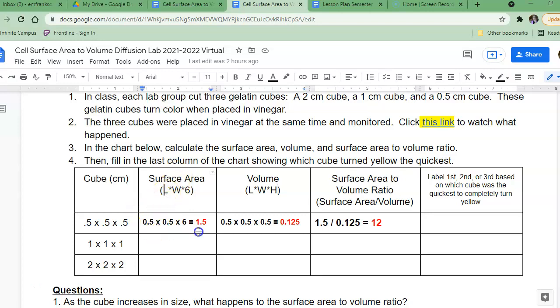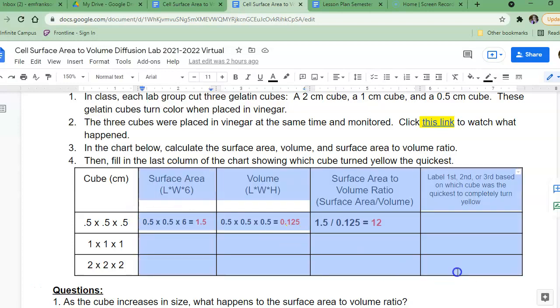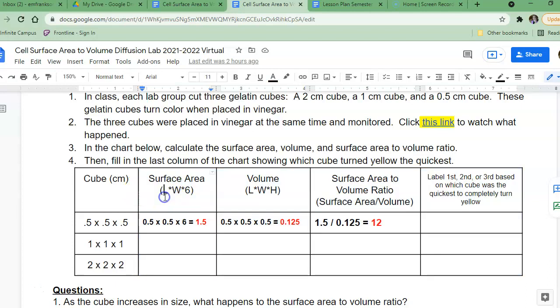So in order to calculate the values that go in this chart, we just need to follow the equations that are right up here. So for surface area, we are going to take length times width times 6. They give us the dimensions, okay? So length times width, so 0.5 times 0.5 times 6. And we end up getting 1.5.